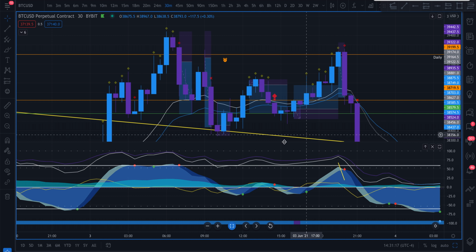Now, I'm not just entering trades because we come to a level. I'm using Market Cipher to find confirmations that the price is going to go in the way that I want.